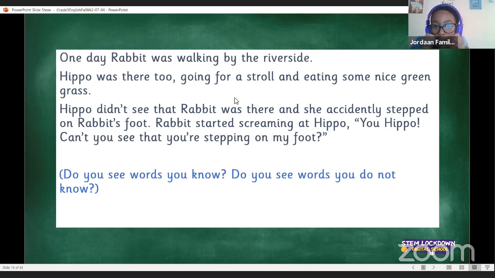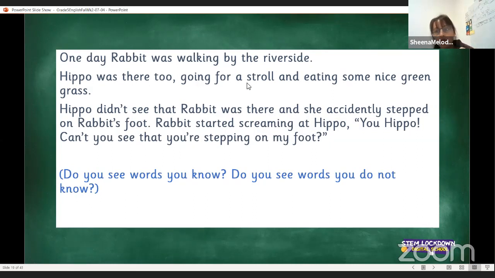Ma'am, stroll means that he went to take a walk or he went to take a jog for a little while because sometimes he might get bored and he didn't realize what to do, so he took a stroll. Well done. That's exactly right. And if you look in the story, you can see Rabbit was walking and Hippo was there too, going for a stroll.